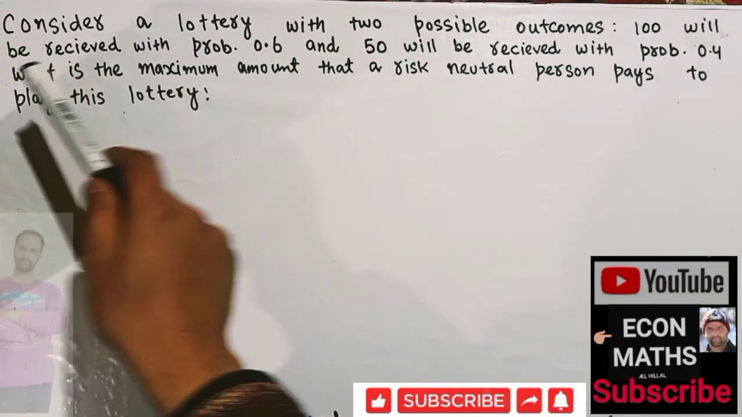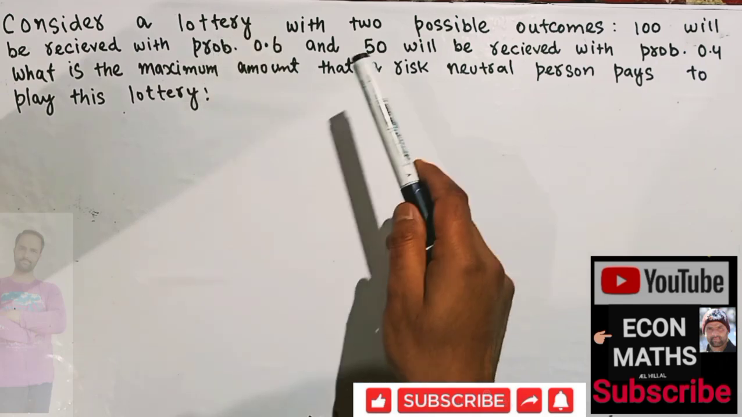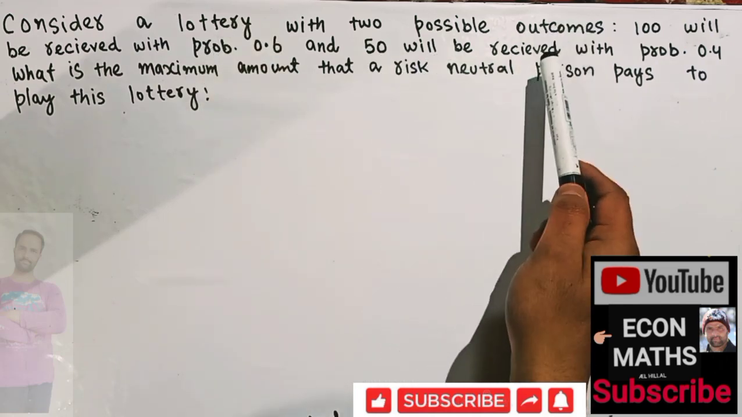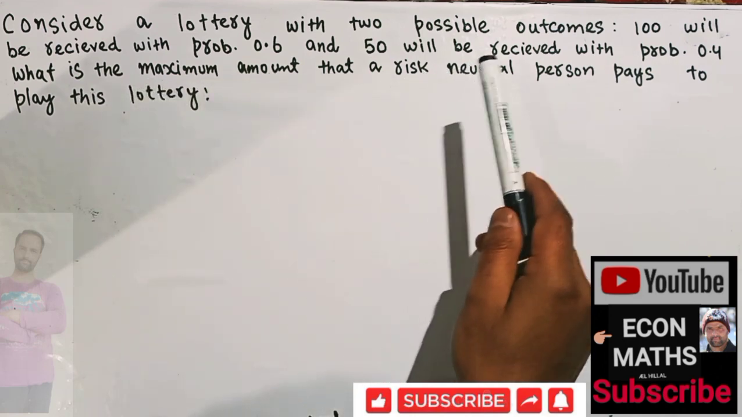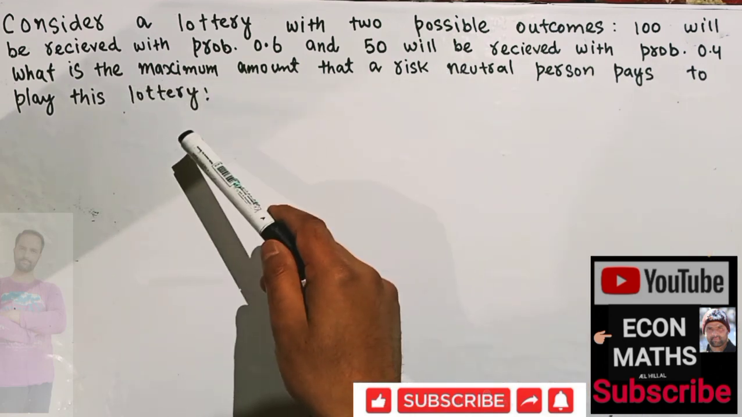Consider a lottery with two possible outcomes. 100 rupees will be received with probability 0.6 and 50 rupees will be received with probability 0.4. What is the maximum amount that a risk neutral person pays to play this lottery?